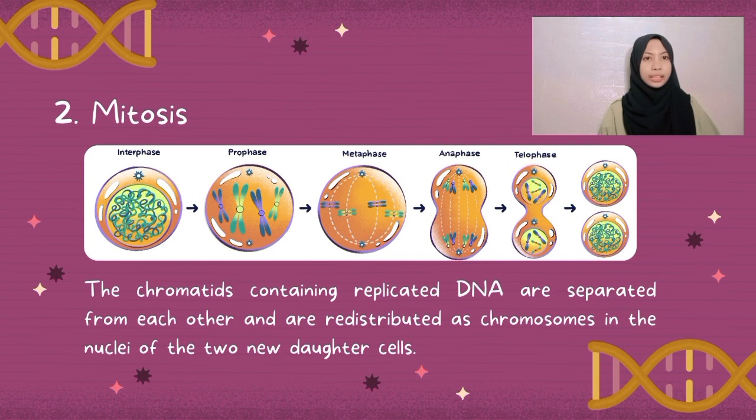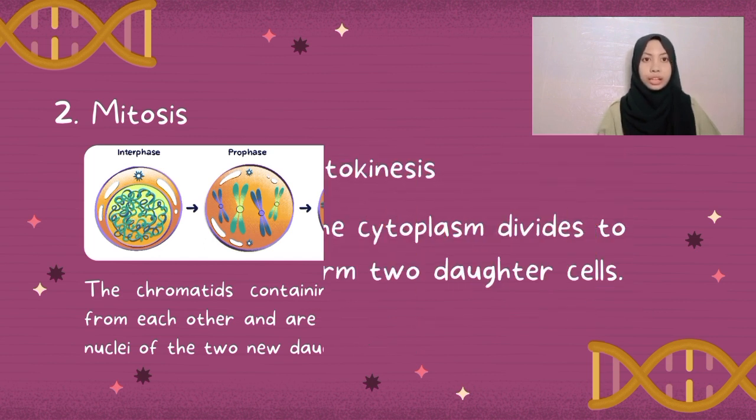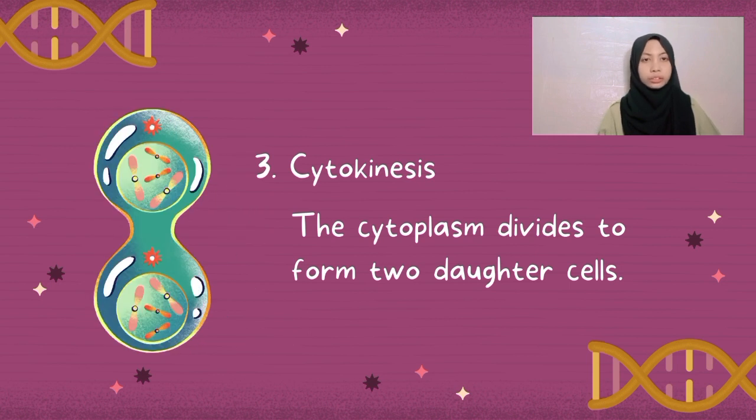Mitosis. In this phase, chromatids containing replicated DNA are separated from each other and are redistributed as chromosomes in the nuclei of the two new daughter cells. There are four main stages in the mitosis stage, namely prophase, metaphase, anaphase, and telophase. Then, in cell division, also called cytokinesis, the cytoplasm divides to form two daughter cells.